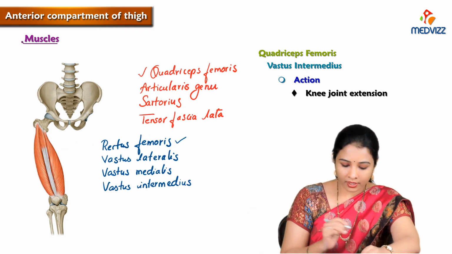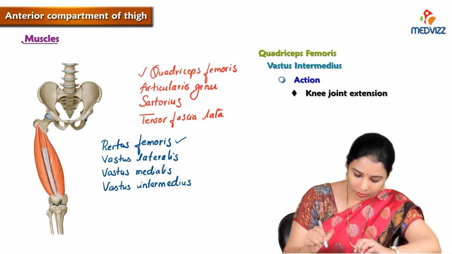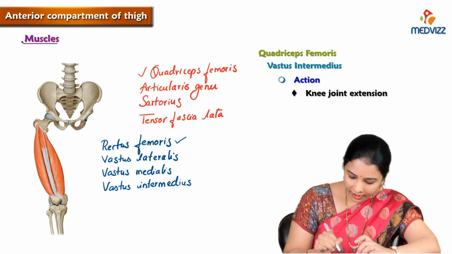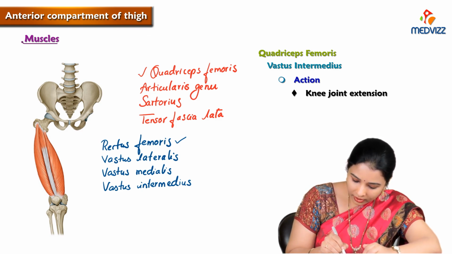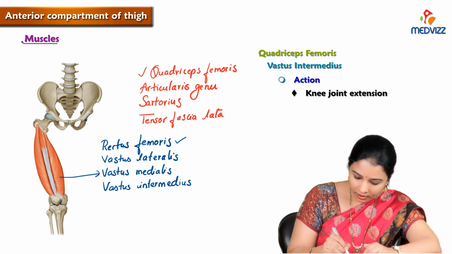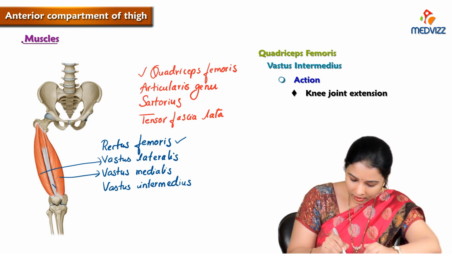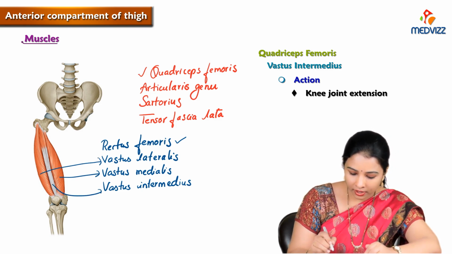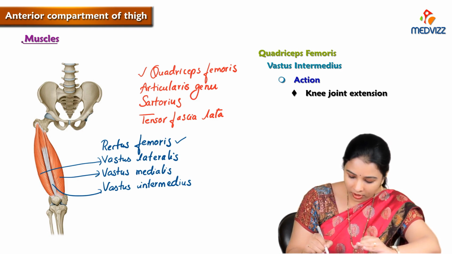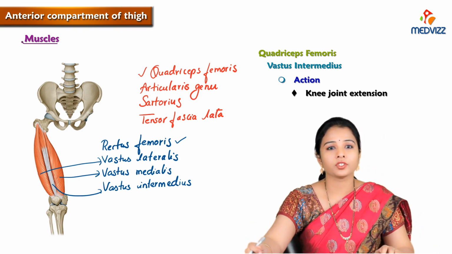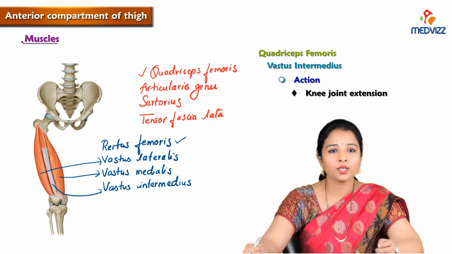So here we can label now, the rectus femoris is removed here. So you can identify the muscles. This is vastus medialis. Here is the vastus lateralis and this is vastus intermedius. Rectus femoris is removed to expose the vastus intermedius muscle. So all the vasti are seen in this picture.